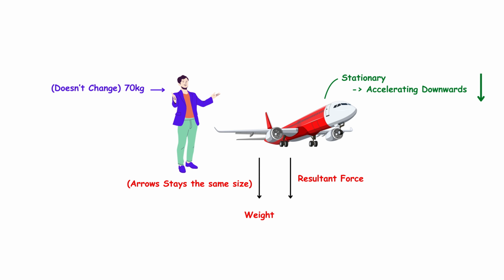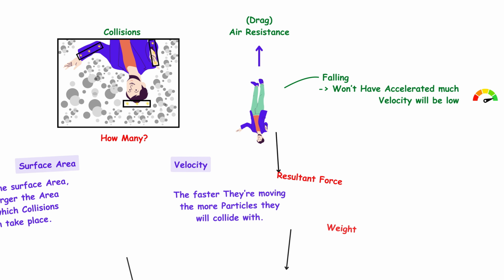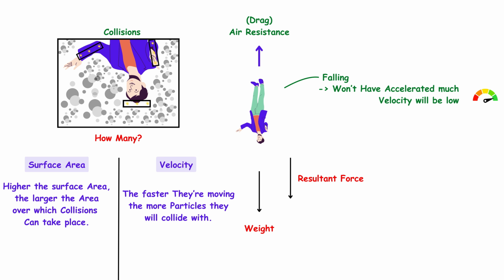However, as soon as they start falling, another force comes into play, air resistance, also known as drag. This is an upward force caused by collisions between the falling person and countless tiny air particles in the atmosphere. These collisions slow the person down. And the strength of this drag depends mainly on two factors: the surface area of the person, since a larger area means more particles can collide with them, and their velocity, because falling faster means hitting more particles per second.